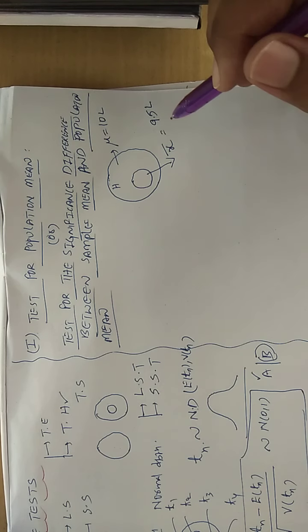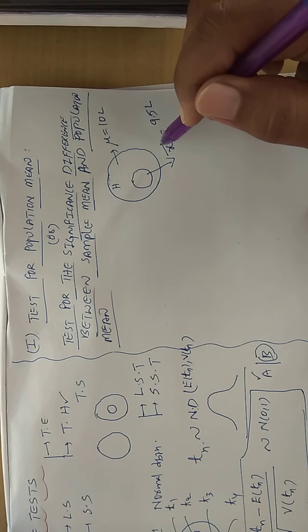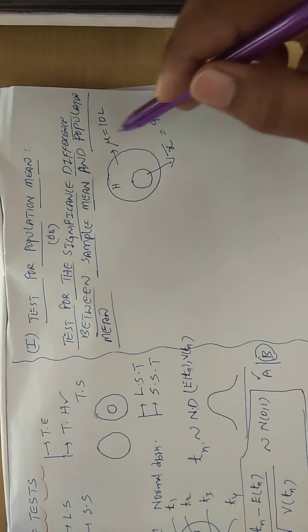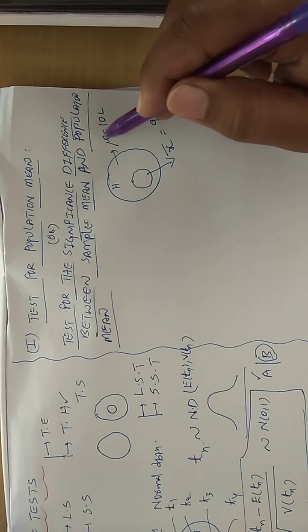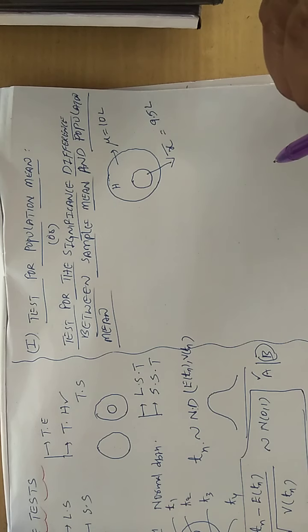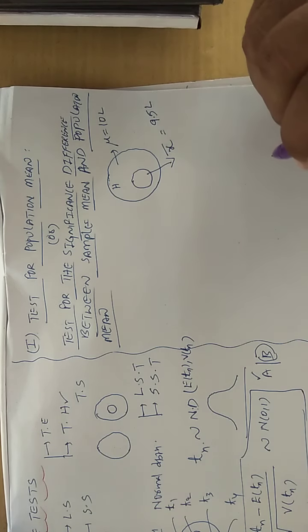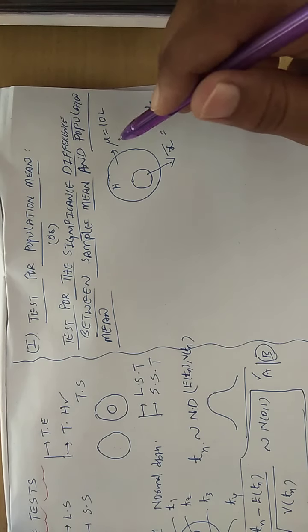Technically, what you are doing is comparing the sample mean with that of the population mean. So what is this symbol mu? What is this x bar? And finally, whether it is correct or not, you are going to test. This is called the test for population mean.